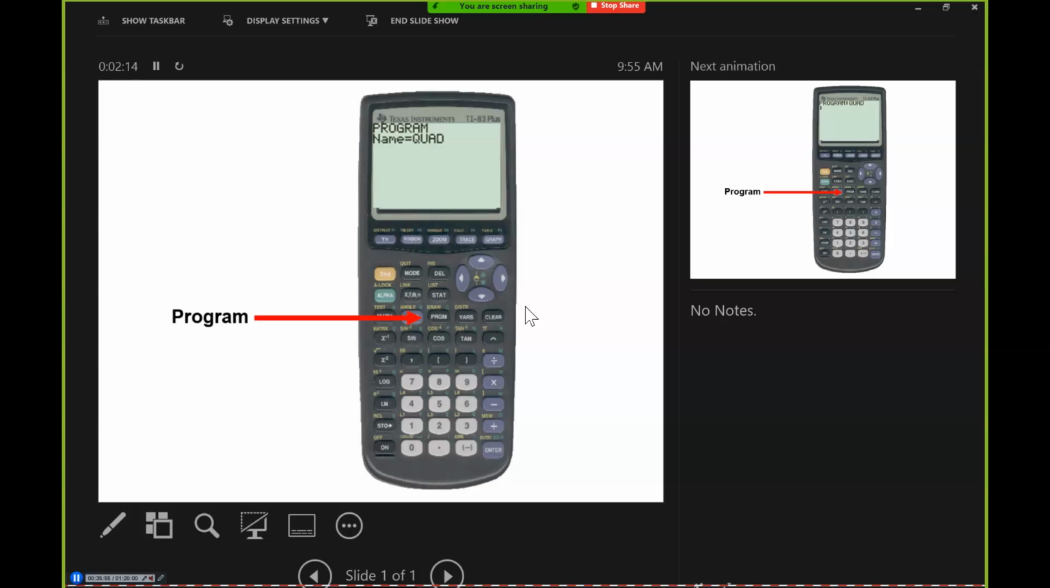Mr. Cooling, can you say how you did that first step again? So I pressed the program button. I moved over to the new tab, pressed enter on create new, and then typed in a name.